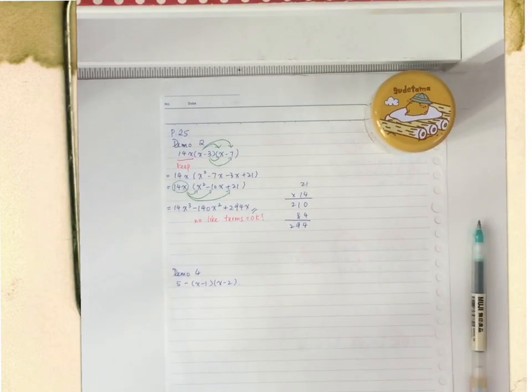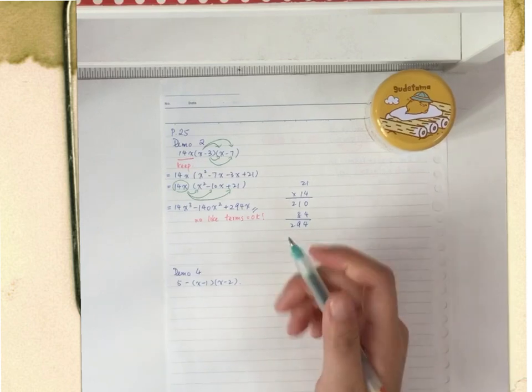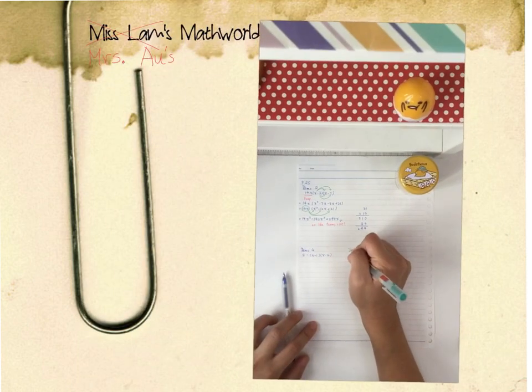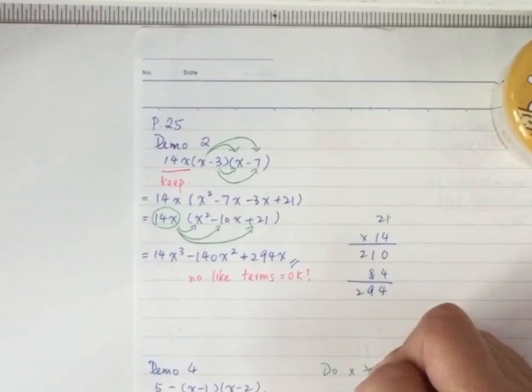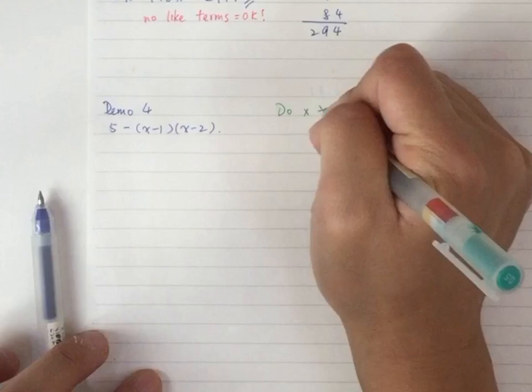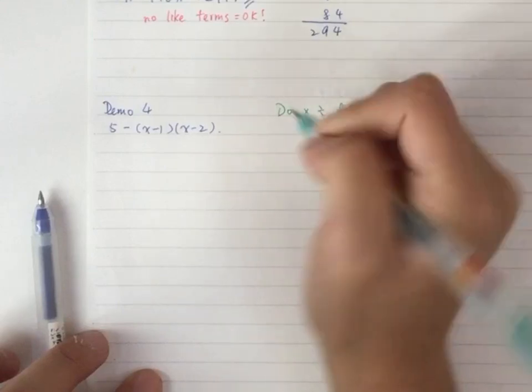So this is the first part we needed to discuss. You can see the most important thing is to check carefully which part needs to be handled first. For this question, the most important thing is to handle the things we multiply inside, so that it is easier to handle, rather than multiplying 14x first. So let's move on to demo 4.